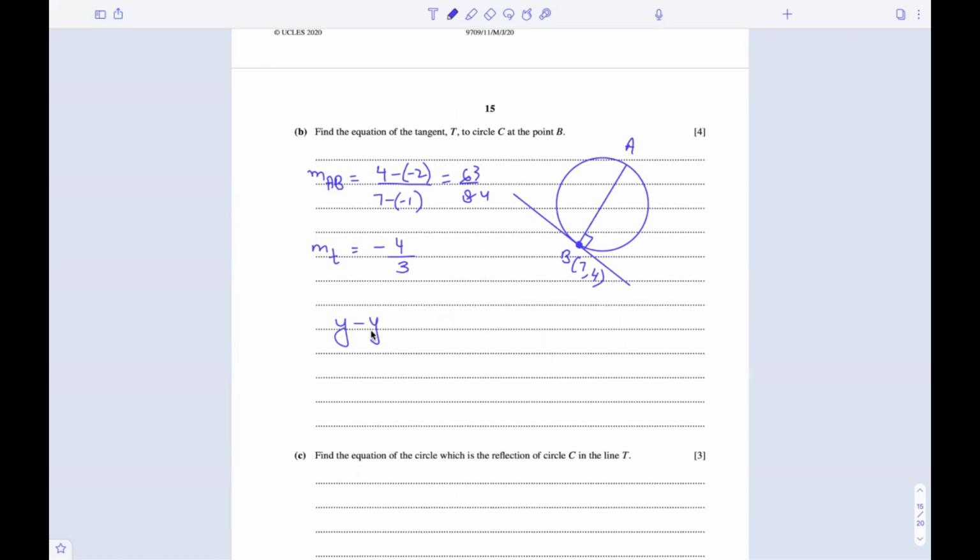We know that the equation of a line is given by y minus y1 is equal to m into x minus x1. So y minus, the value of y is 4. The gradient is minus 4 upon 3 into x minus 7. Simplifying this, we get 3y minus 12 is equal to minus 4x plus 28, which can be written as 3y plus 4x is equal to 28 plus 12, which is 40.